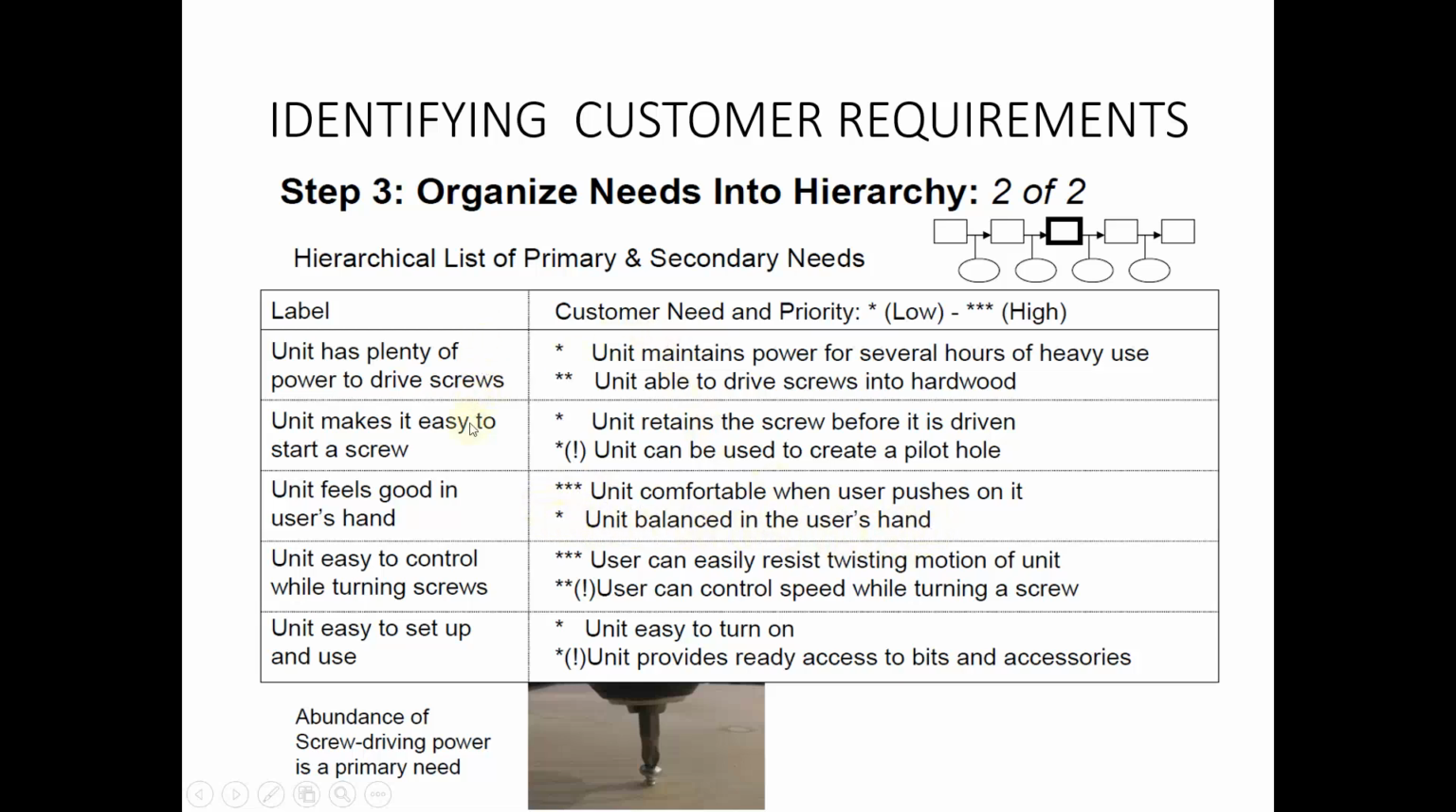So like that, for each of these requirements we write down the customer need and assign the priority as low, medium or high. First we will be addressing those needs with the high priority. We will also be checking medium and low priority, but we won't be giving that much importance as the high priority requirements.